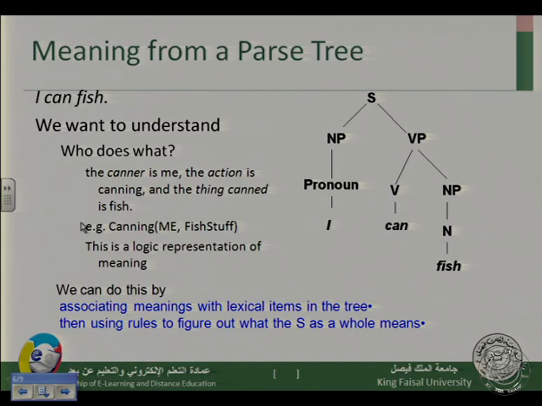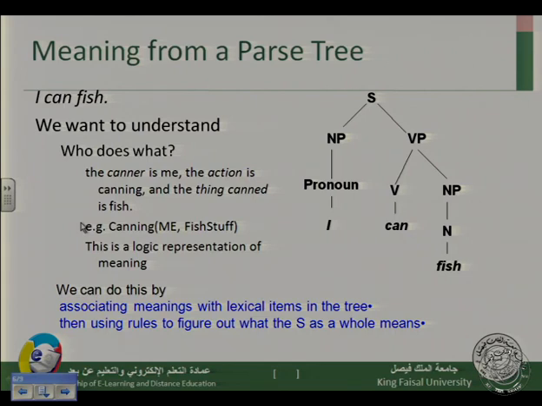So you see, we are talking now about something new, about something important. By understanding the computer, by understanding the logic, it can give us accurate answers to our queries. So this is a logic representation of meaning. We can do this by associating meanings with lexical items in the tree, then using rules to figure out what the S as a whole means.